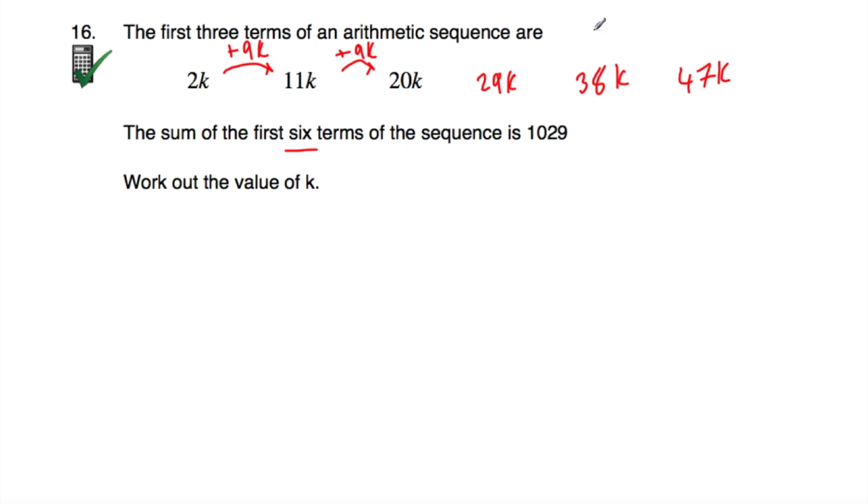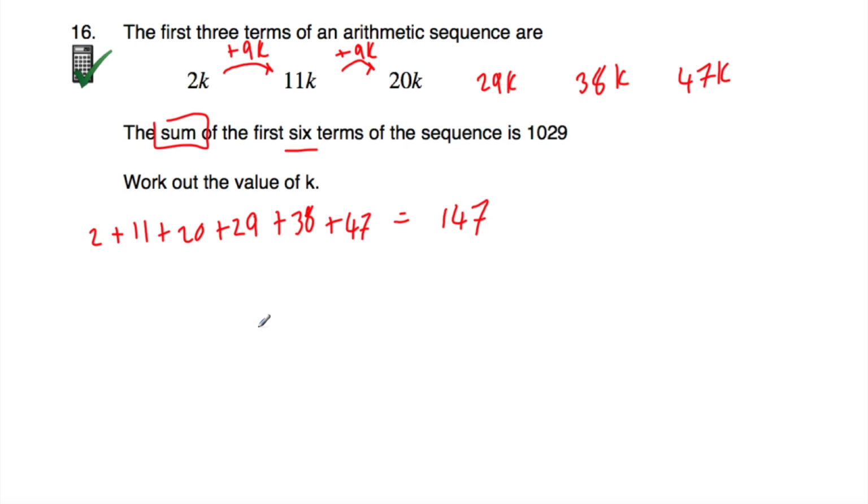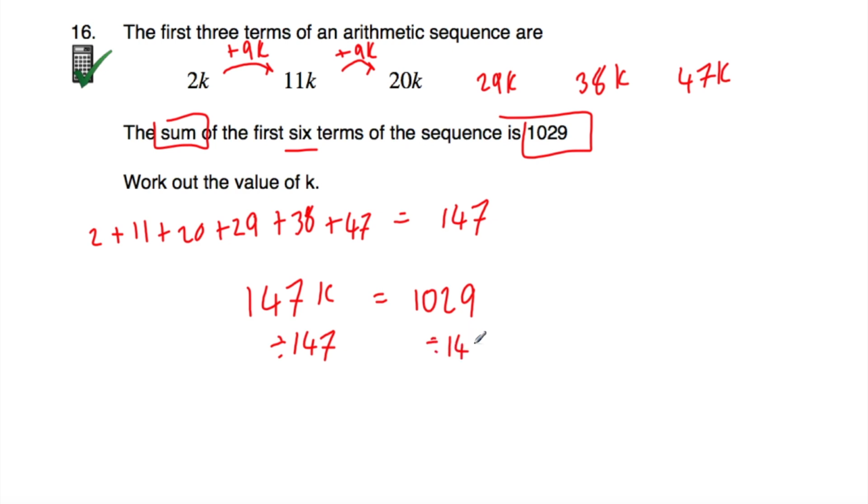We need to add up these algebraic expressions for each of the terms, and find out what that is, because we know the sum of the first 6 terms. So let's do 2 plus 11 plus 20 plus 29 plus 38 plus 47 on our calculator and see what we get. And that's equal to 147. So that means if we add up these algebraic terms, we're going to get 147k. And that's equal to 1029.